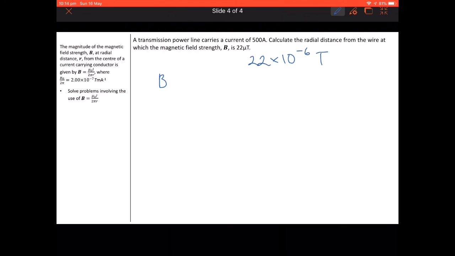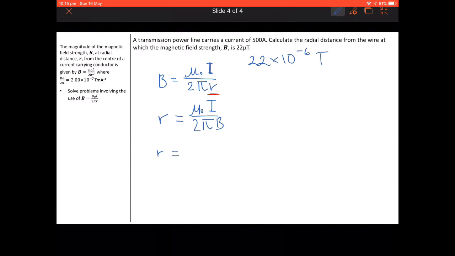So we'll use our rule again. We'll use magnetic field strength B is equal to permeability times I, and then over 2 pi r. In this we're looking for r, the radial distance, so all we'll have to do is rearrange our equation to get r is equal to permeability times I over 2 pi B.